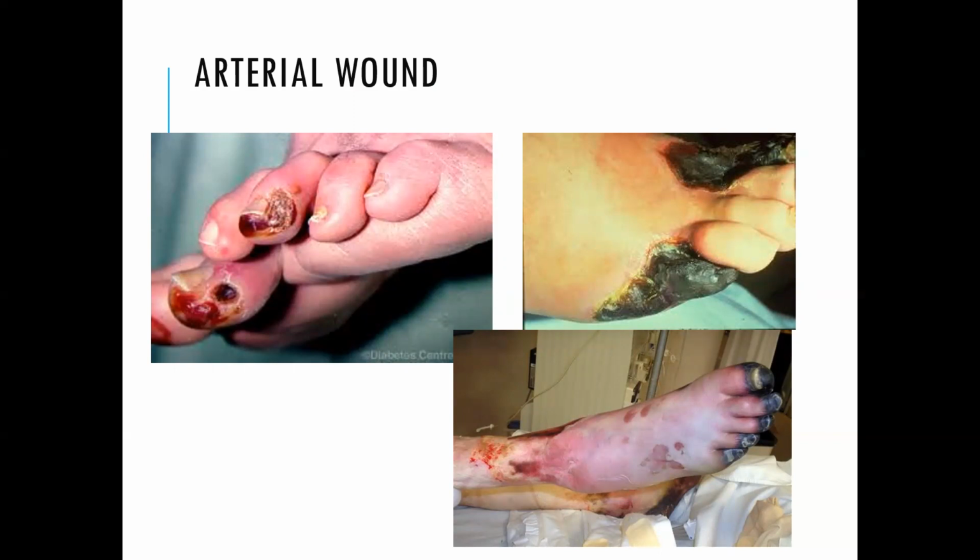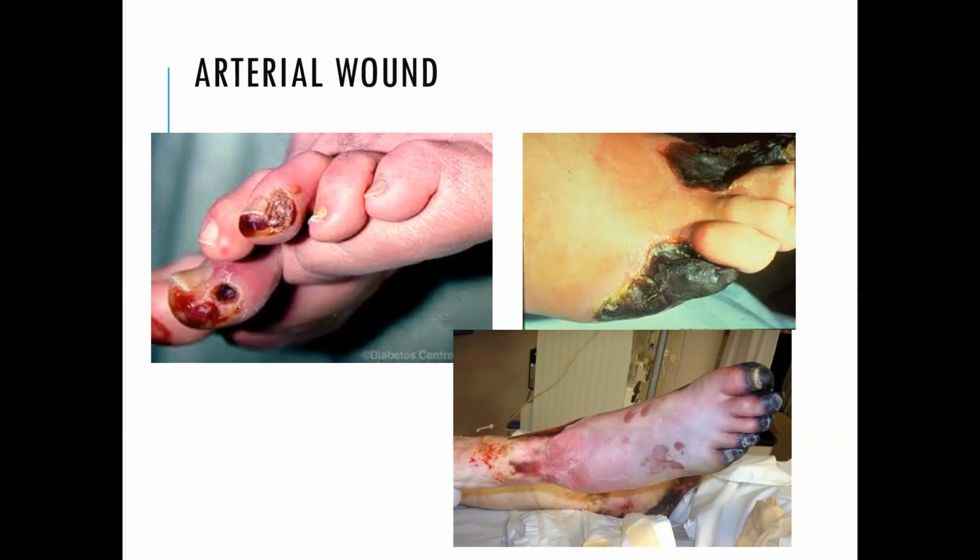Arterial wounds can develop into gangrene. Gangrene can be dry or wet or gas. Gas is like gas bubbles or blisters under the tissue. Gangrene is when the tissue dies due to ischemia and a severe bacterial infection can ensue. So dry gangrene is non-infected.